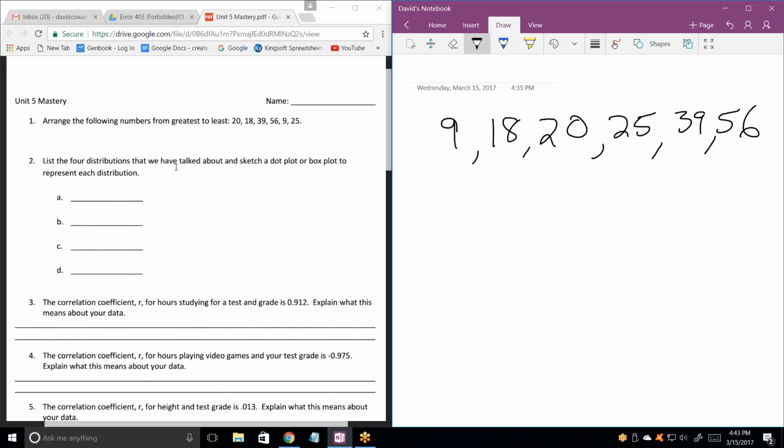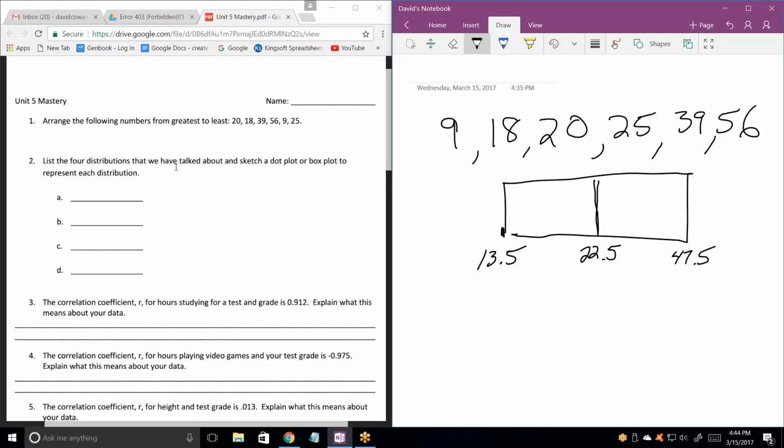And then your box and whiskers plot is going to go like that, with that being 22.5, this being 13.5, and this being, Jesus, can they not make anything easy? 95 divided by 2, 47.5. All right. No, that's not right.